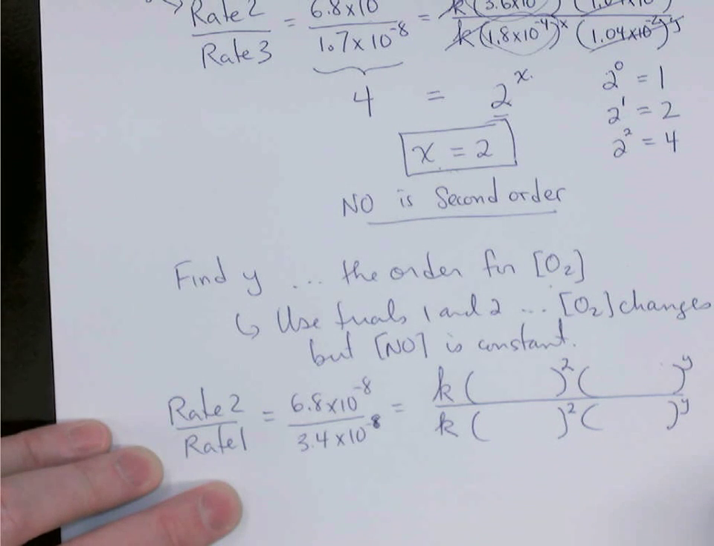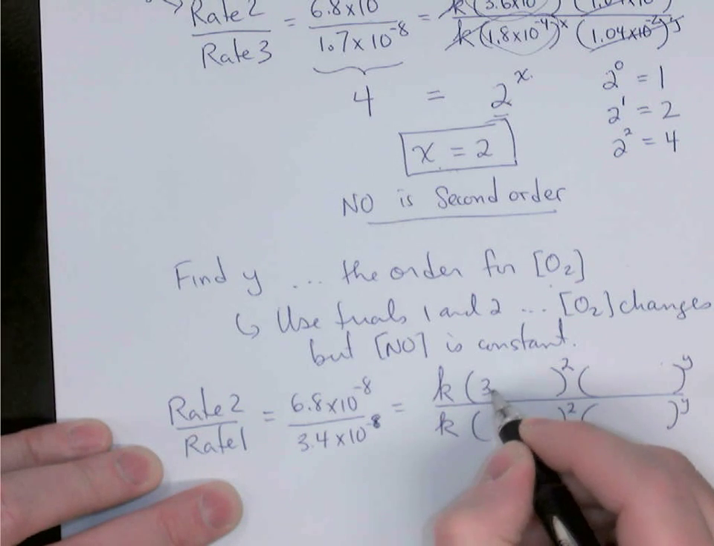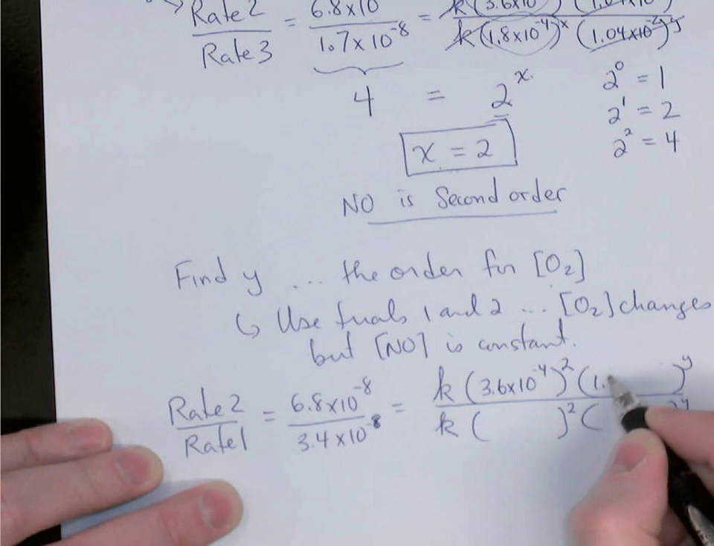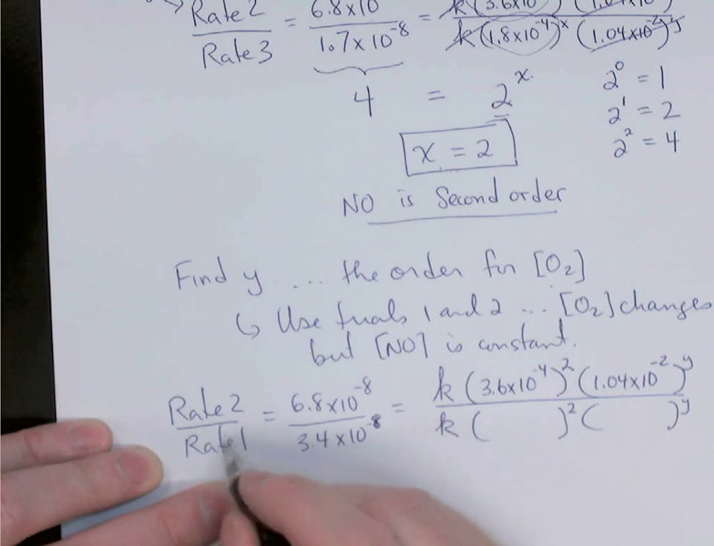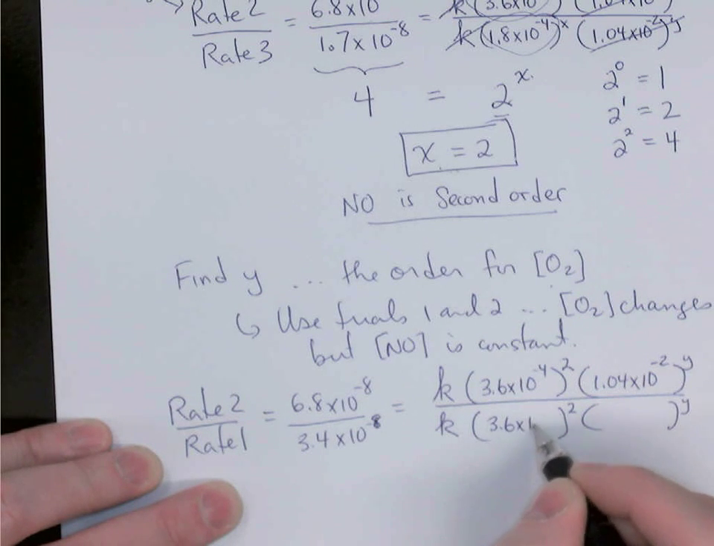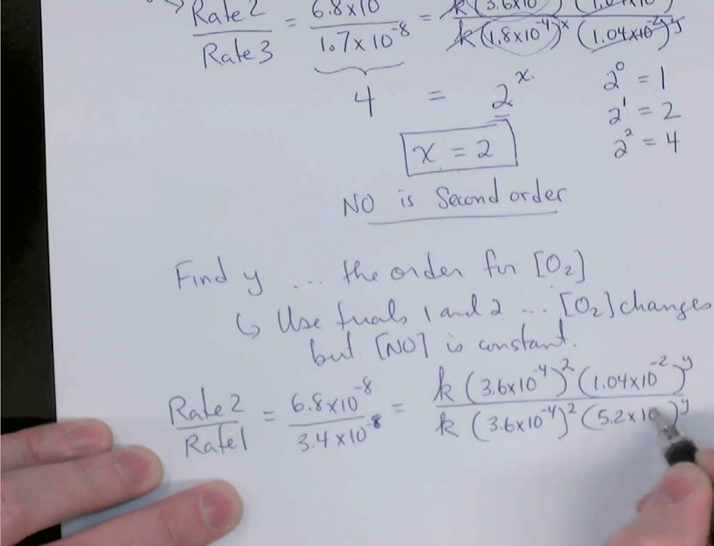Using your table, find the concentrations in trial 2 and put them in the brackets on top. So on top we have 3.6 times 10 to the minus 4 for the NO, and 1.04 times 10 to the minus 2 for the oxygen. In the denominator, do the same thing from trial 1, and there we had 3.6 times 10 to the minus 4, and 5.2 times 10 to the minus 3 as the concentration of oxygen.